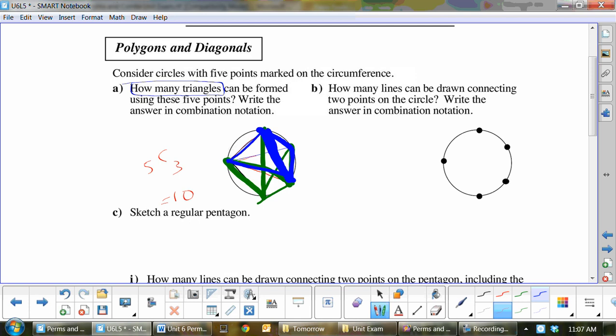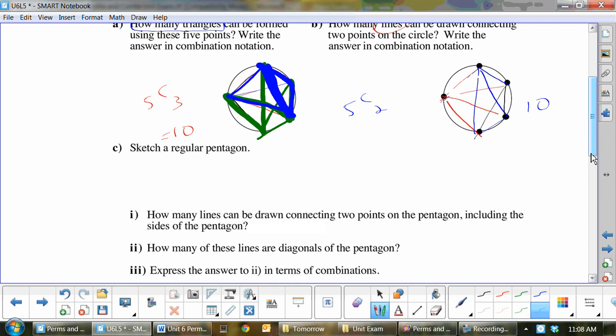Okay, B, how many lines can be drawn on these 5? So they get 1, 2, 3, 4, right? And then, can't do that one again. So 5, 6, 7. Okay, so this one wouldn't count, right? Because it's already been done. All right, and then come here, 8, 9. Okay, and there's only one more unique one left, and it's 10. So I could get 10. How could you have done this without drawing them? 5C2.